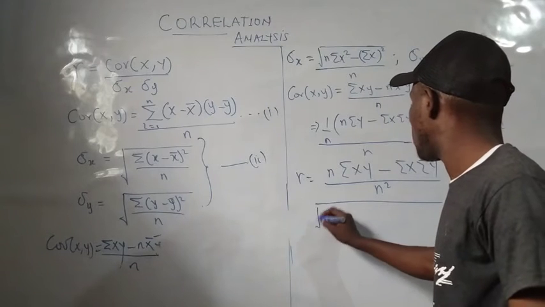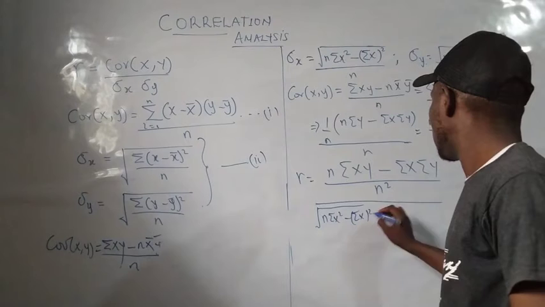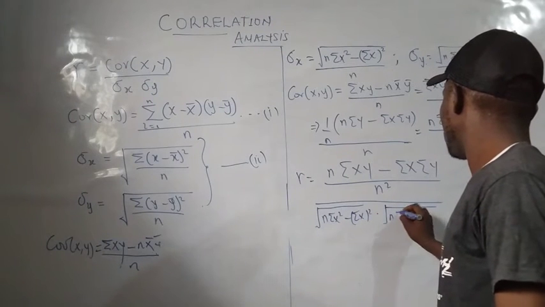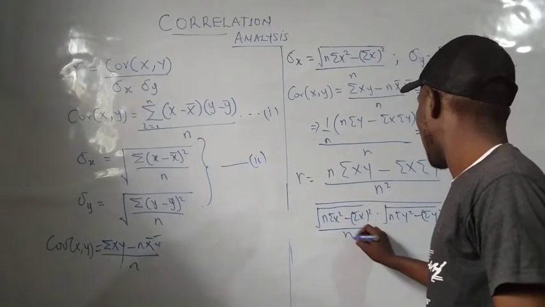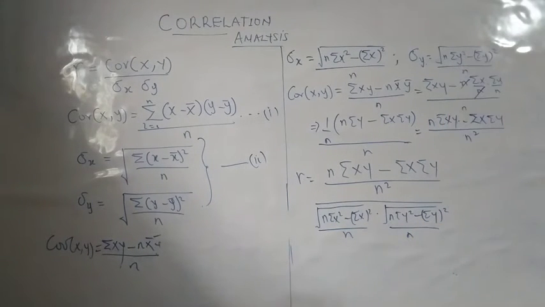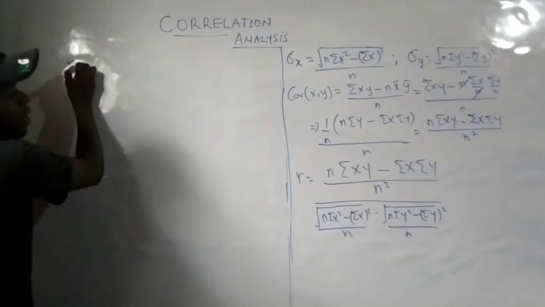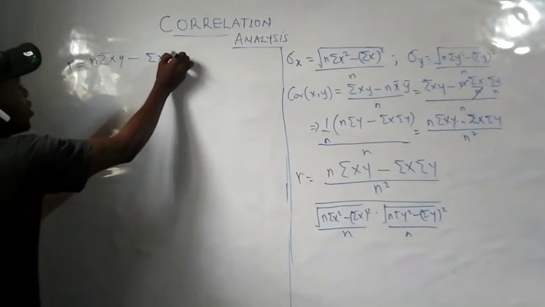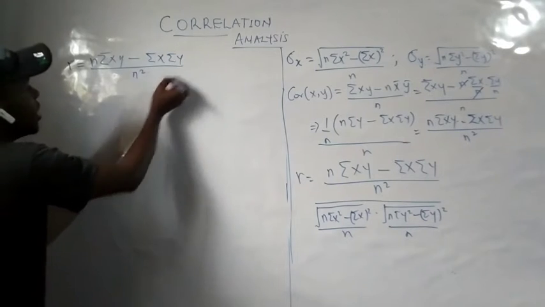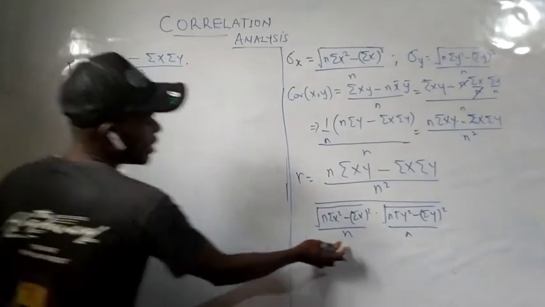So we're having the square root of what? Of n summation x squared minus summation what? X all in bracket squared times the square root of what? N summation y squared minus summation y all in bracket squared, then all over n all over n. So by which it's becoming clear, by simple simplification, we'll be having that to be R equals n summation xy minus summation of x summation of y all over what? N squared times, now this is times now, times this will give us n squared.